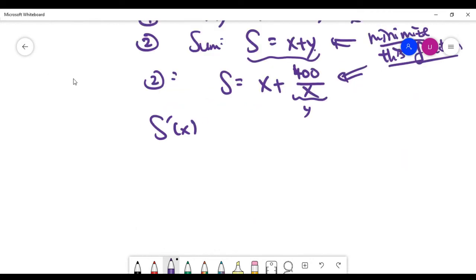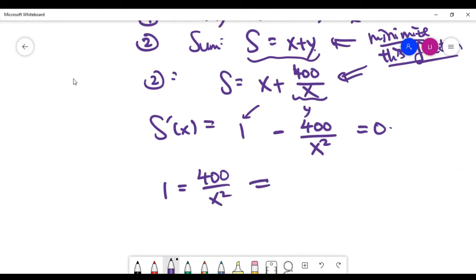Let's find the first derivative of s first. So the derivative of x becomes 1. And the derivative of the second term is the same as minus 400 divided by x squared. And to find all the critical numbers, let's set it to 0. When we set it to 0, we get that 1 equals 400 divided by x squared, which means x squared is the same as 400. And mathematically, it looks like x has two choices as our final answer. It's either minus 20 or 20 or both.